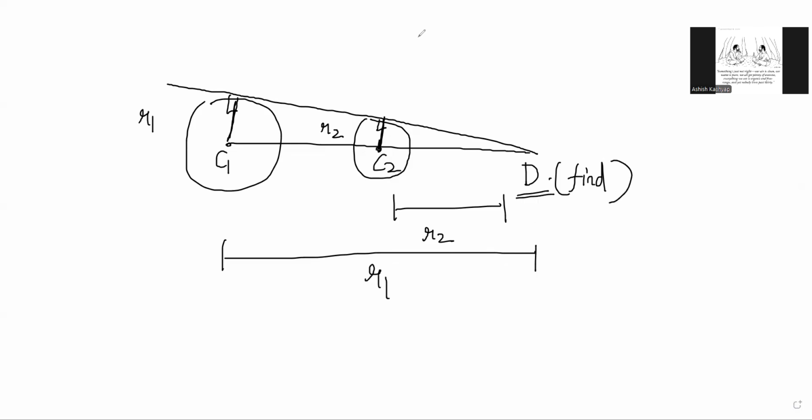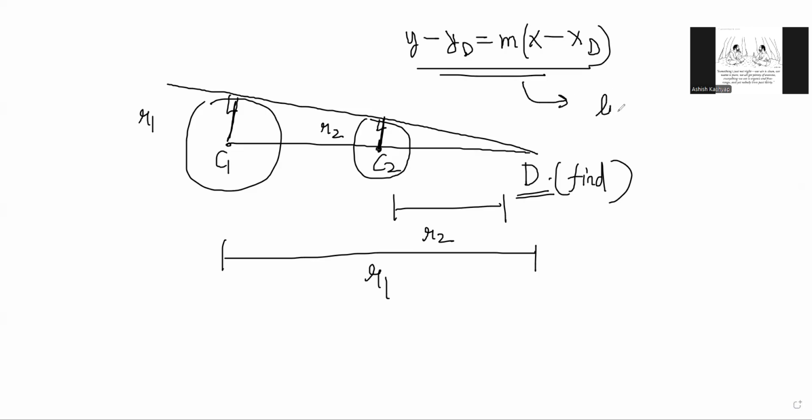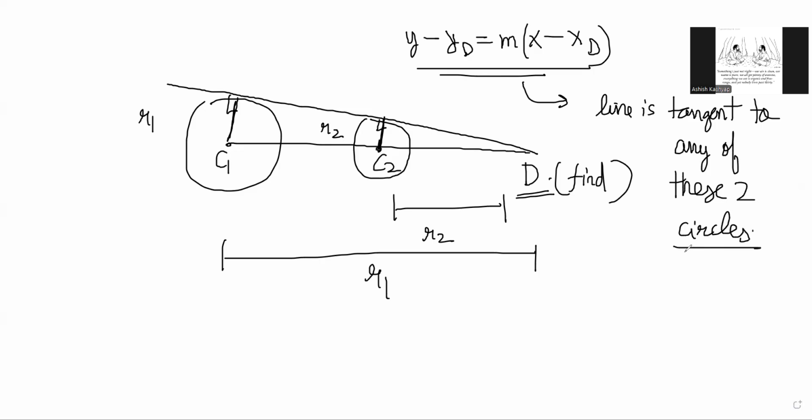If you find D, write an equation of the line through D: y minus yD equals m times x minus xD. And write the condition that this line is tangent to any of these two circles. If you write the condition correctly, you will be able to find the slope, and that will give you the equation of the direct common tangent, right? So this process you should understand. Don't try to remember any formulas here because it won't work in the exam.